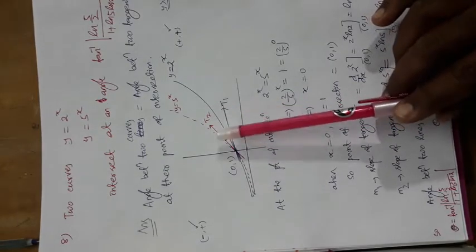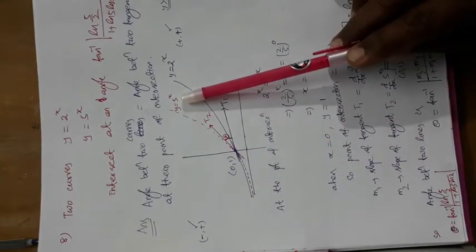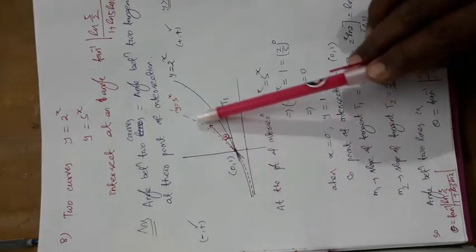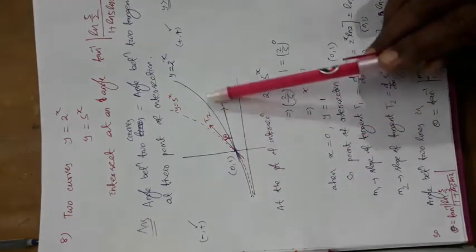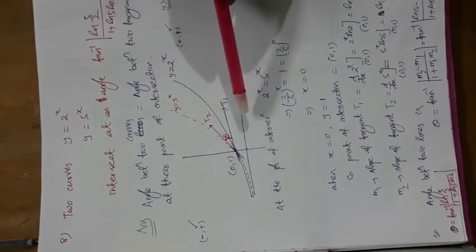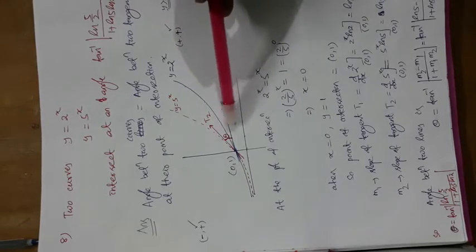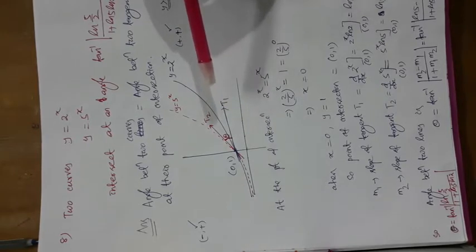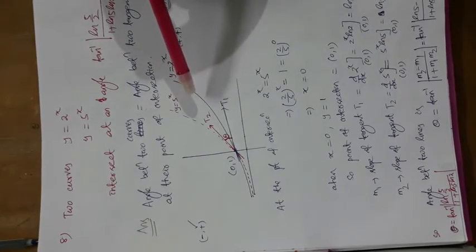Now we are going to draw the curves y = 2^x and y = 5^x. Here is the curve y = 2^x, and the y = 5^x curve is here. The red one is y = 5^x and the blue one is y = 2^x. Why is it above? Suppose I put 1, then this length is 2 because 2 to the power 1 is 2, and that length is 5 because 5 to the power 1 is 5, and the point where they intersect is the point of intersection.